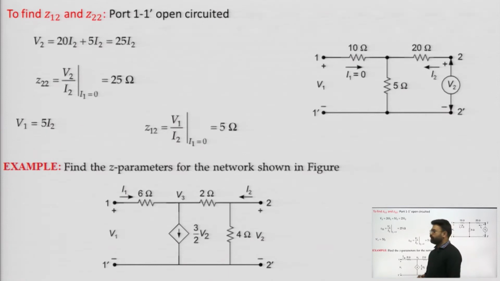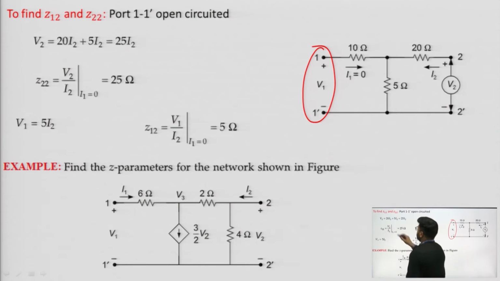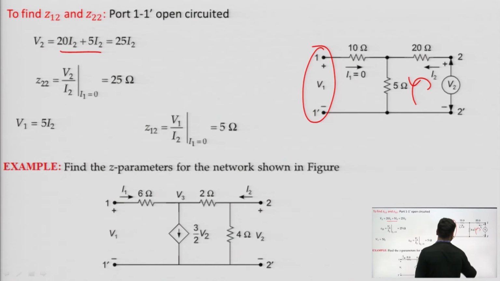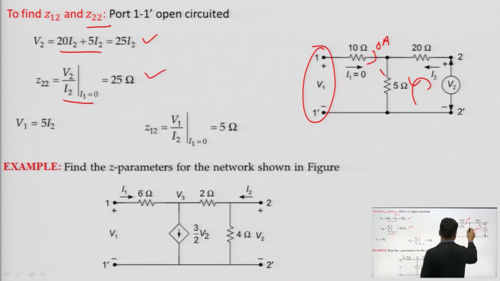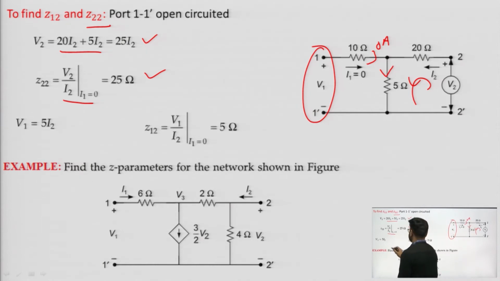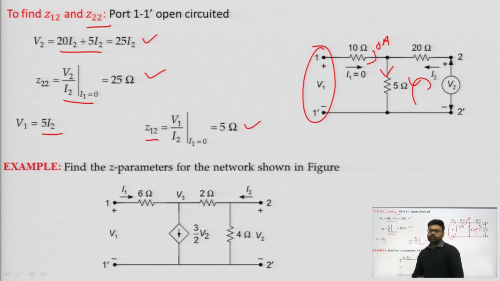Now, if we open circuit port 1, that is terminal 1-1 dash, we will get V2 equals to 20 I2 plus 5 I2. We will apply KCL, no current is coming from this side. So, we will get 25 I2. For Z22 we need the ratio of V2 and I2, so we got V2 by I2 as 25 ohm. Now, V1 will be equal to the voltage across the 5 ohm, that is 5 I2, so we get the value of Z12 as 5 ohm. So, this is how we have obtained the value of Z12.